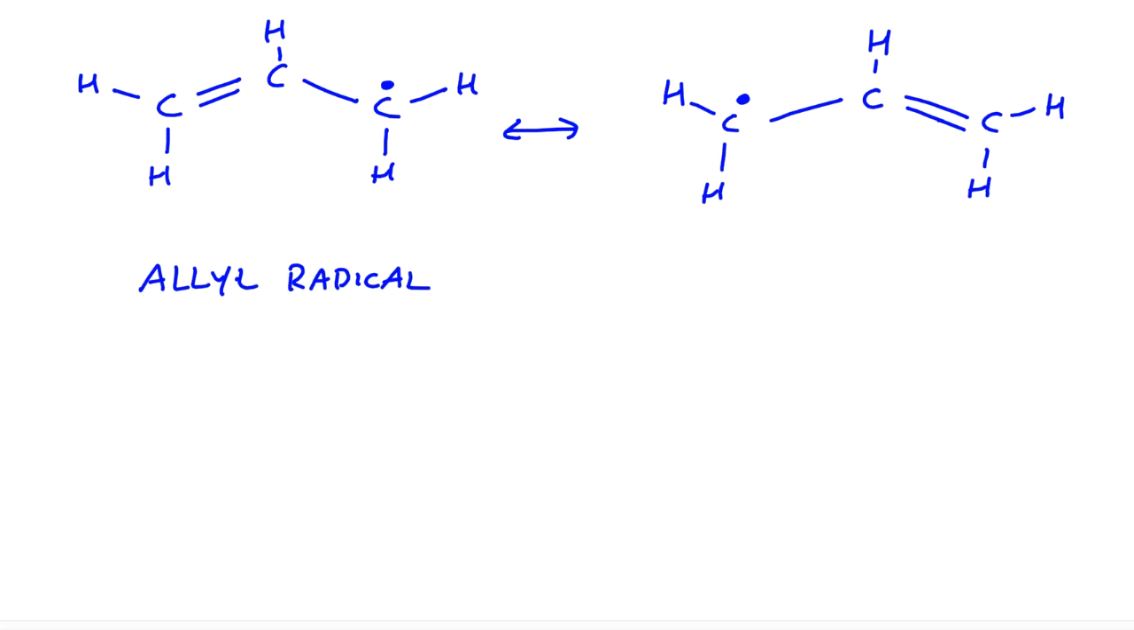Drawing the electron pushing arrows for single electrons is a little bit different than for an electron pair. First, we use one-headed arrows for each electron. I'll show you how that works right now.